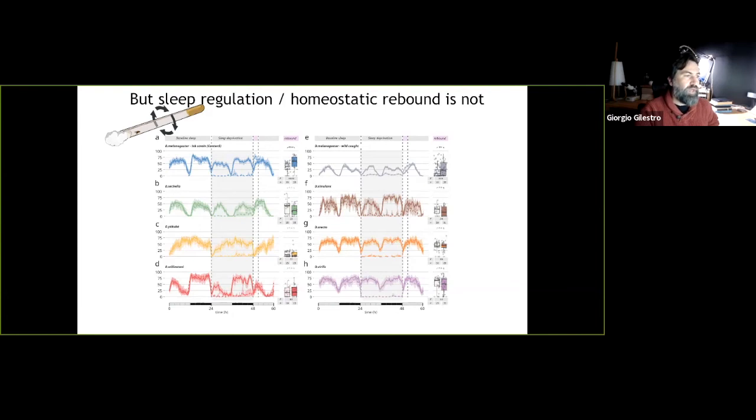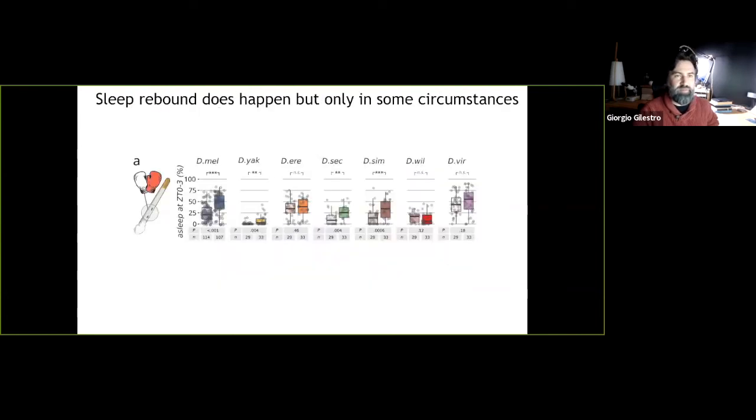So to look into that, we then used a different system of sleep deprivation, which is sleep deprivation by social stimulation, an experiment in which you put 2 male flies together, they fight, they interact, they keep each other awake during the night. And we've shown that this gives a strong sleep phenotype and rebound in melanogaster. And interestingly, when we do this different type of sleep deprivation, we see a rebound appearing at least with some of the species.